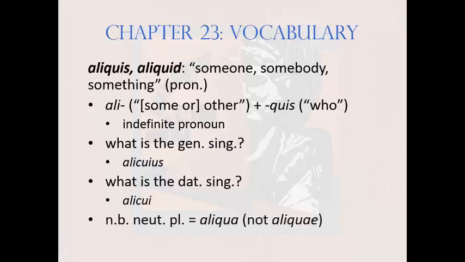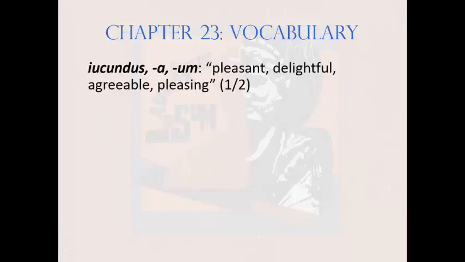Please make a note, too, that the neuter nominative and accusative plural is aliqua, not aliqui, because the plural uses the interrogative adjective, not pronoun. The next word is jucundus meaning pleasant, delightful, agreeable, or pleasing. It's a first, second declension adjective. Ugh, that evil Mr. Wheelock. What a word to choose for this vocabulary list.